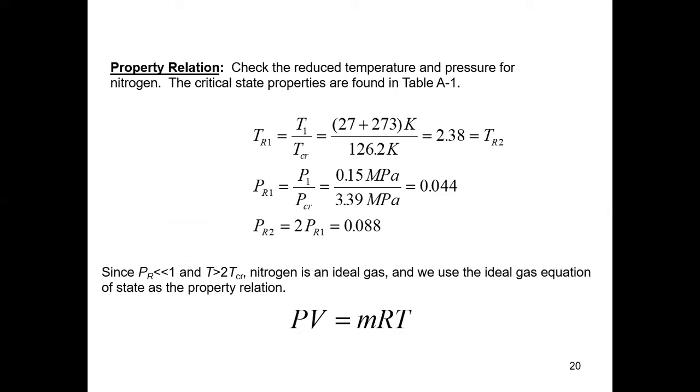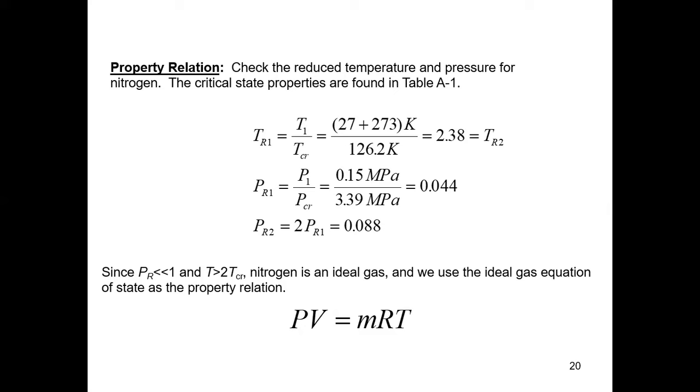The critical state properties are found in table A1. So TR1 is T1 divided by T critical. Okay. This is reduced temperature. Similarly, P reduced 1 is P1 divided by P critical. And PR2 is twice the PR1. Since PR is much less than 1, which is 0.044 as shown, and T is greater than twice the critical because T reduced is 2.38.